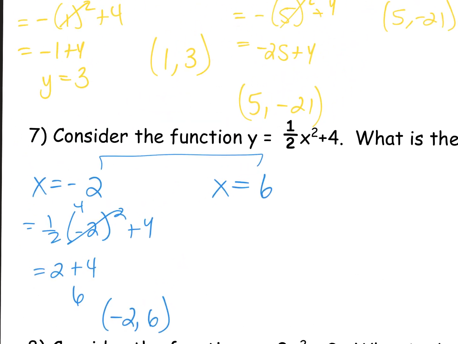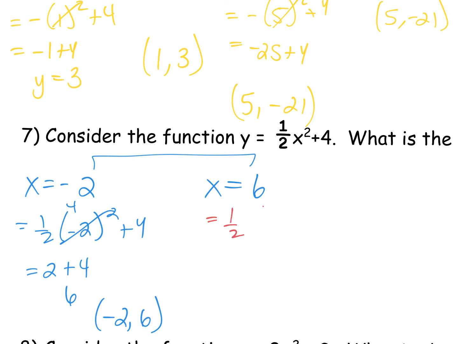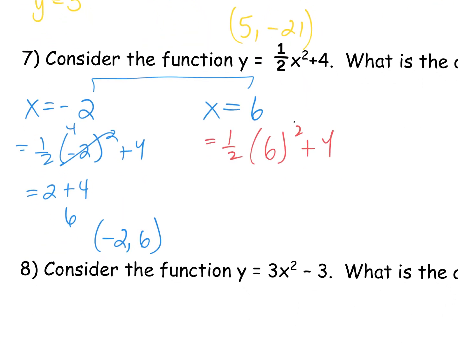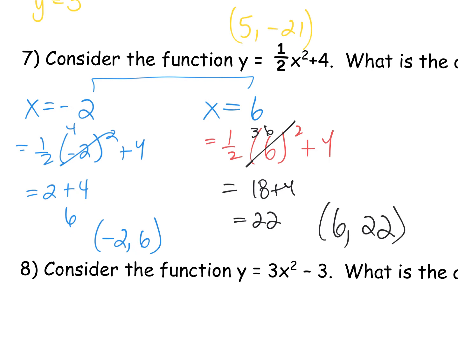So now when I plug in 6, I have 1/2 times 6 squared plus 4. Well, what is 6 squared? 36. So I have 1/2 times 36, or 36 divided by 2, gives me what? 18 plus 4, and I get 22. All right, so when I plugged in 6, I get out 22. Does anybody have any questions?